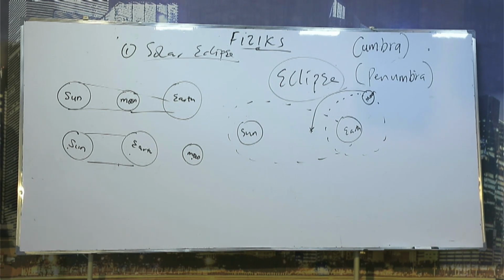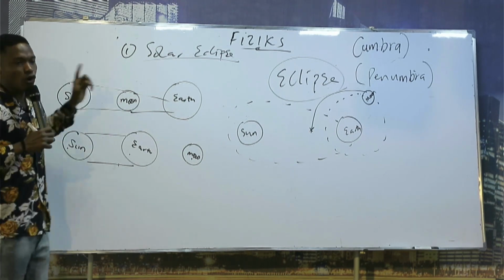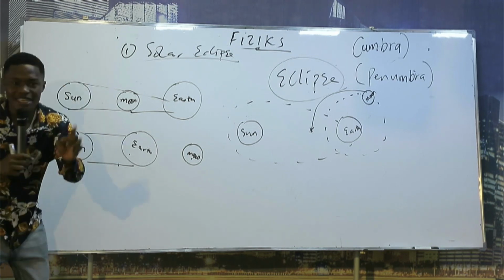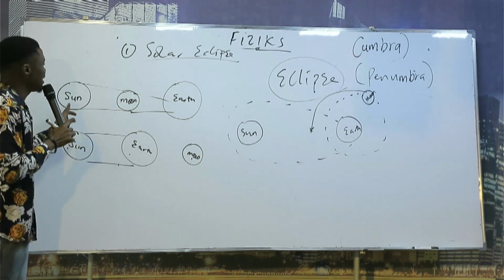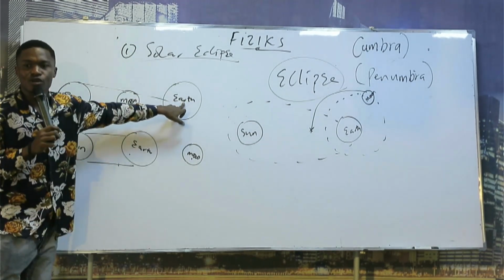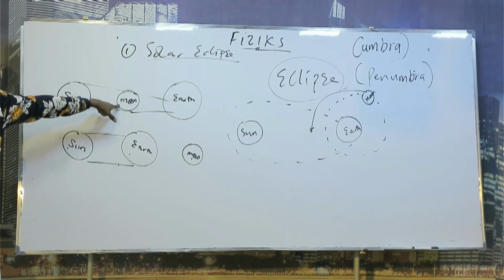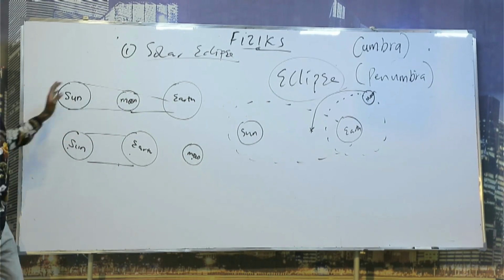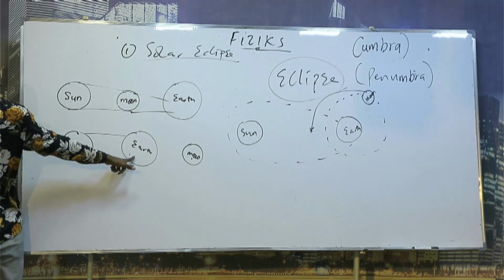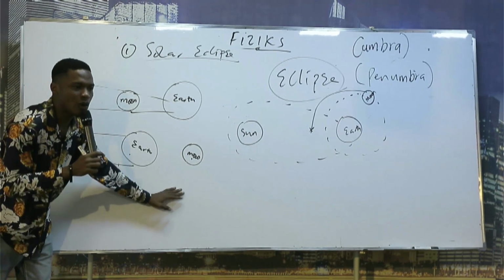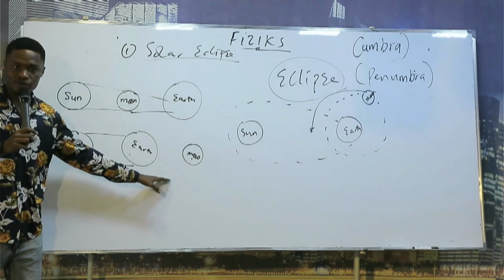So JAMB will ask you, when does a solar eclipse occur, or when does a lunar eclipse occur, or how does it occur? So we said that a solar eclipse occurs when who is at the middle, class? Moon. When moon is in between the sun and the what now? Earth. If moon is the one at the middle, then it is called a solar eclipse. Then if the earth is the one in the middle, then this one is called lunar eclipse, or eclipse of the moon.